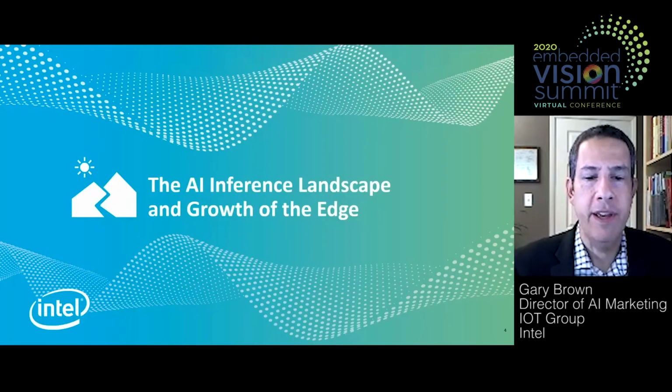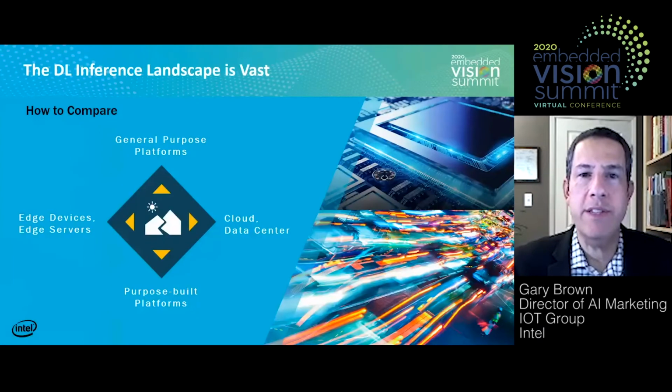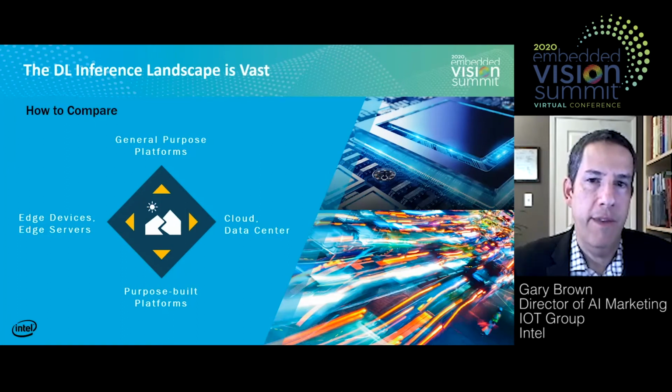So let's get started looking at the AI inference landscape. I think there's really two ways to look at this landscape. It's a vast landscape in one direction of general purpose platforms that are highly programmable, very flexible for solving a lot of different problems and systems, as well as purpose-built platforms that are very specifically targeted at a limited number of applications with a limited number of functions.